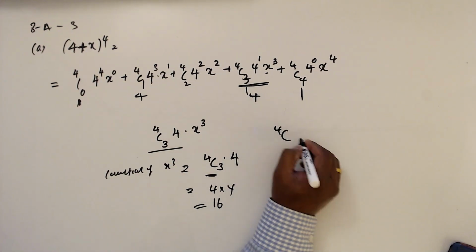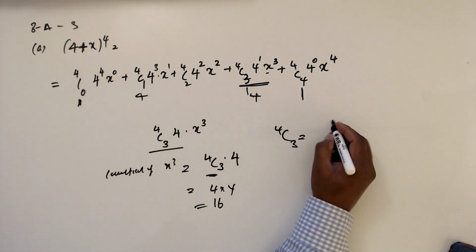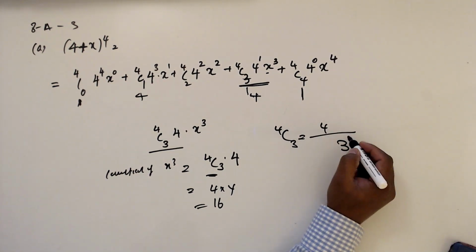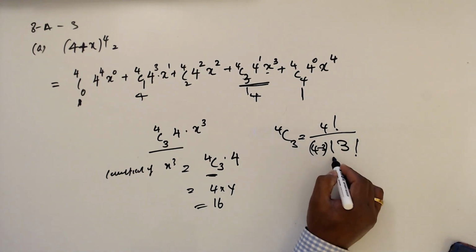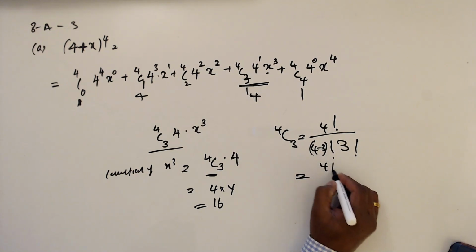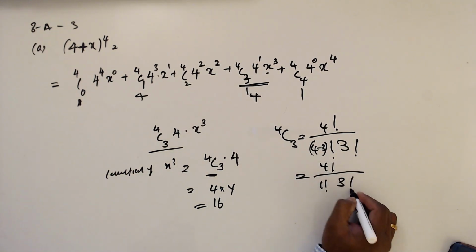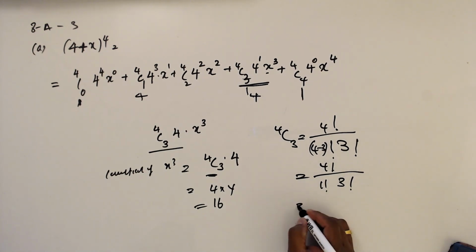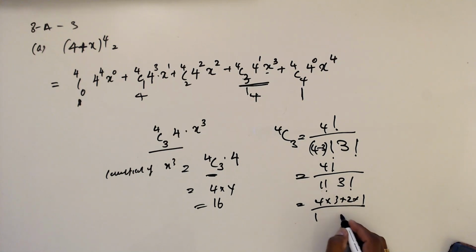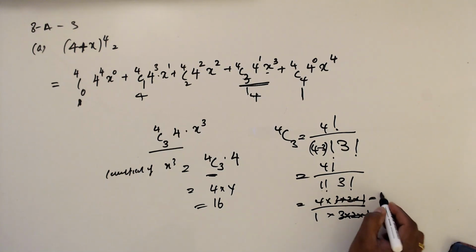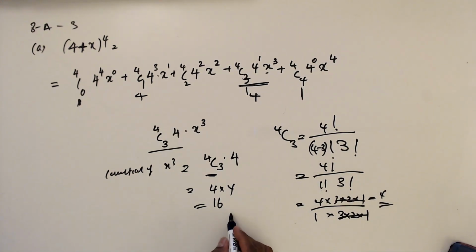You can write 4C3 and find it if you want: factorial 4 over factorial 1 and factorial 3, where 1 and 3 are the difference of those two. So 4, 3, 2, 1 over 1 times 3, 2, 1. The 3, 2, 1 cancel out and the answer is 4. So the coefficient of x cube is 16.